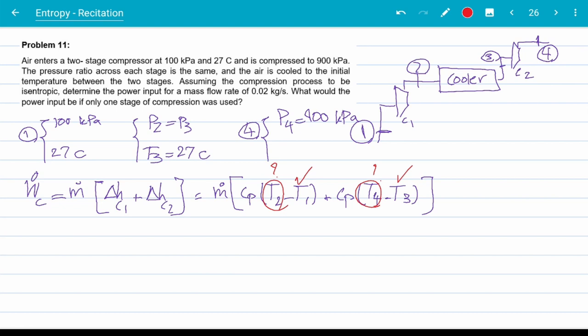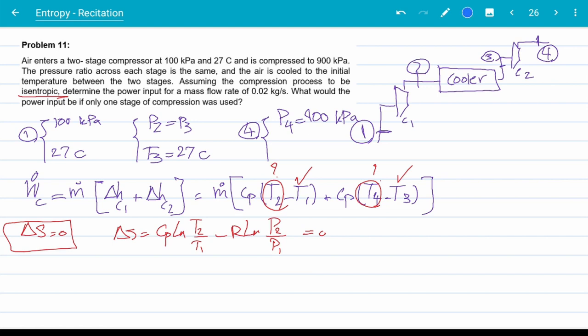The key here is that the problem specifically states that we are dealing with isentropic processes. So that means delta S is zero throughout the compression process. I'm going to use that. So for ideal gases, I know that delta S is Cp natural log of T2 over T1 minus R natural log of P2 over P1. For an isentropic process, that is equal to zero. I do not know what P2 is. The problem instead gives me another piece of information.